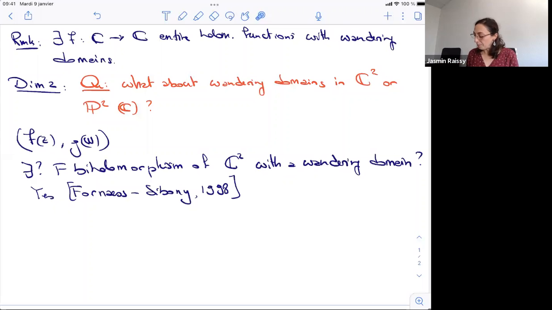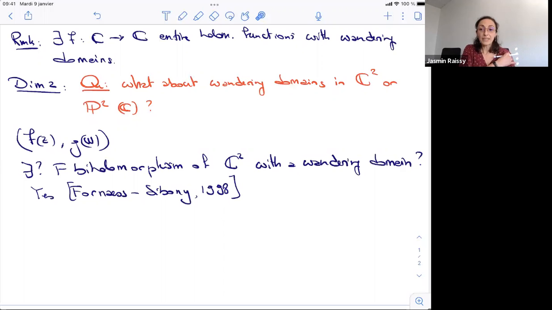And what is the problem in this example? Well, there is no problem. It's a good example, but it does answer this question in C2, and it does not answer it in P2 of C. Since in dimension 1, whenever you drop compactness, you get wandering domains, it is reassuring to say that this is true also if I go to higher dimension. What is more difficult is what happens in the compact case.